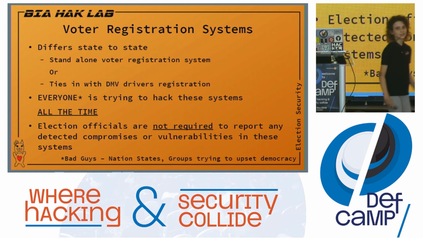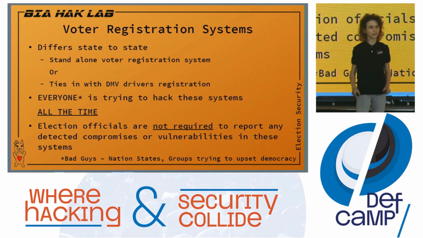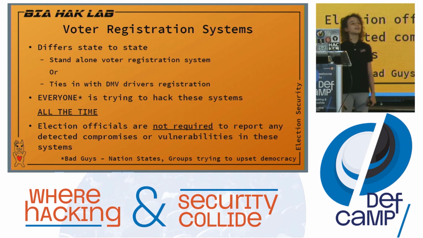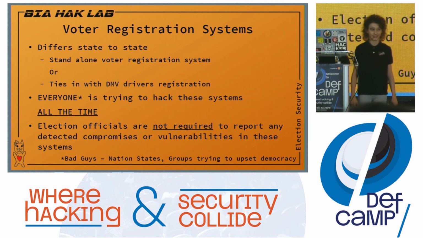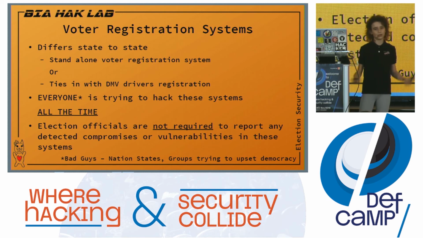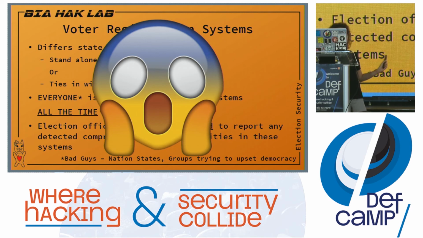Okay, now there's something really important that I want you all to listen to. If you're on your phones, pay attention, don't pick your nose, and listen to this. The scary thing is, election officials are not required to report any detected compromises or vulnerabilities in these systems. If the election was hacked, we wouldn't know. Maybe they know, but they don't have to tell us. So, yikes! Oh no!